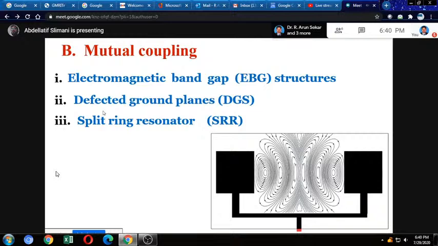For the second case, the fixed ground plane, we can talk about restrictors in the ground plane. We work in the ground plane of our array antennas. And for the third, split ring resonator, here we can talk about artificial structures. So we can discuss this method.